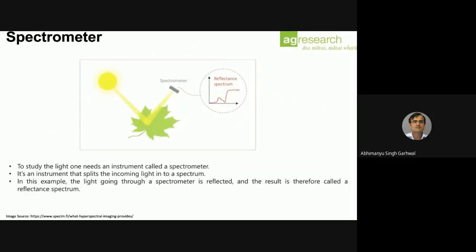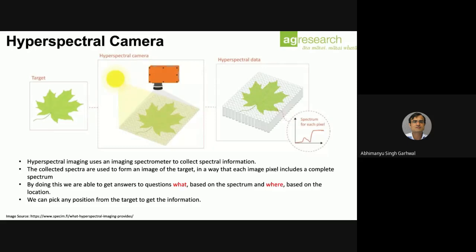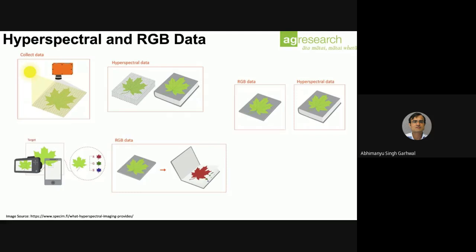Now, to capture this spectral signature, we need an instrument called a spectrometer, and the spectrometer will capture the light, and that light is called reflectance, because we always capture the reflected light, and that spectrum is the reflectance spectrum. And the instrument that we use to capture this spectral information is called a hyperspectral camera. The hyperspectral camera scans the images to get the hyperspectral data, and from that we can identify what kind of material it is, if there is a problem, and the location as well. So the hyperspectral camera captures both spectral and spatial information. We can differentiate between hyperspectral and RGB data. RGB data is captured at 3 wavelengths, red, green, blue. But hyperspectral data is always captured at more than 200 wavelengths.